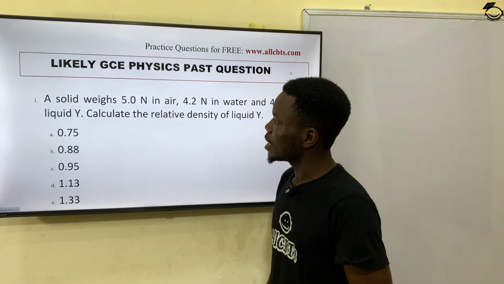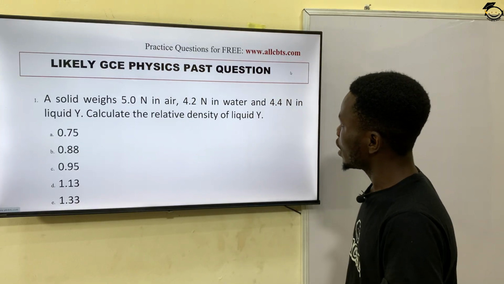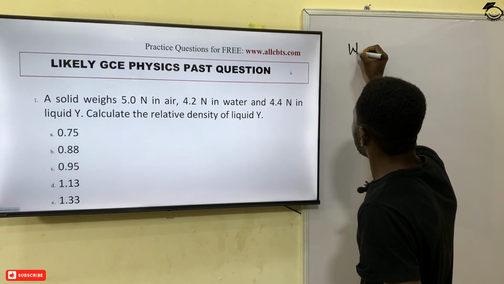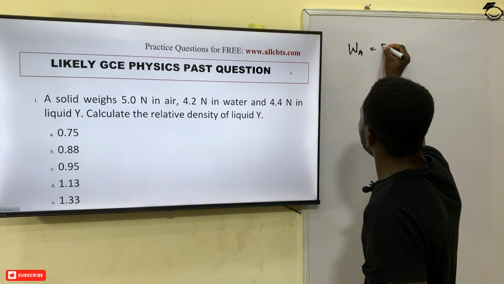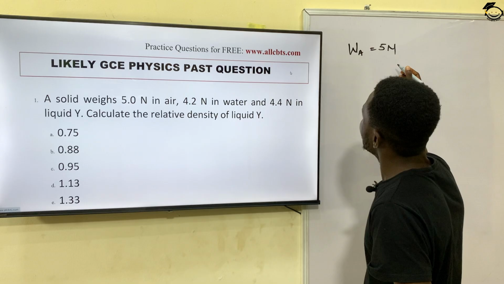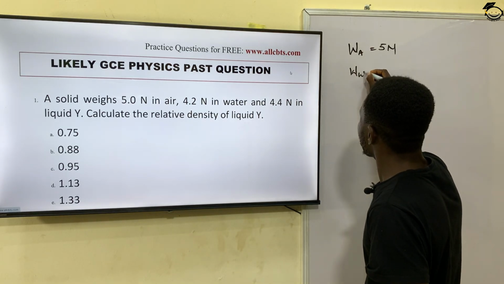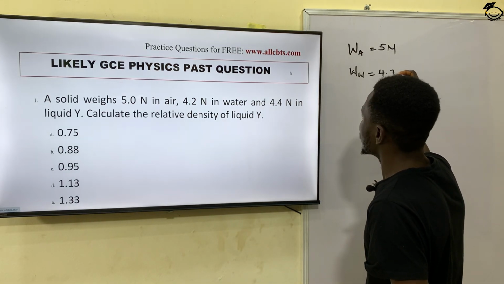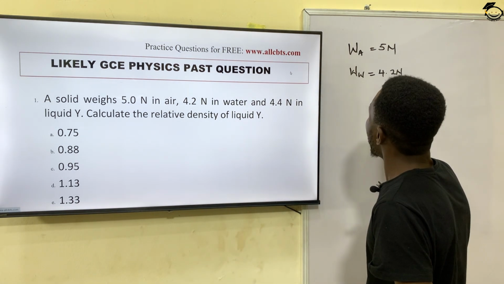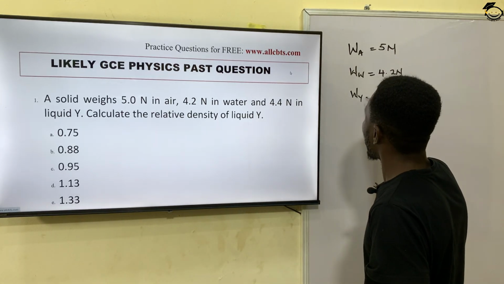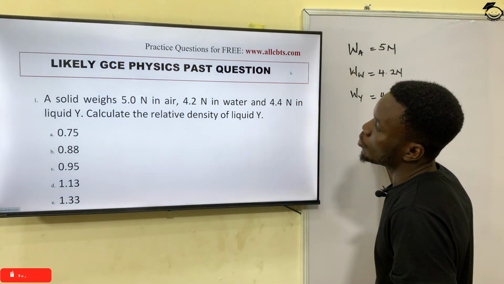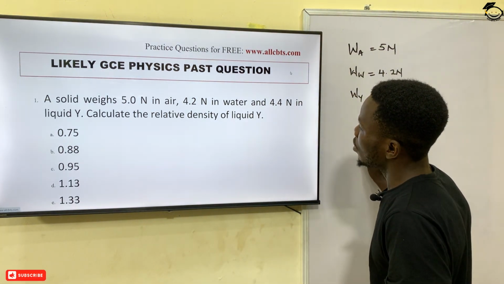Question number 1 says, a solid weighs 5 Newton in air. So we have the weight in air as 5 Newton, and 4.2 Newton in water. So weight in water is 4.2 Newton, and 4.4 in liquid Y. So weight in Y is 4.4 Newton. The question is, calculate the relative density of the liquid.